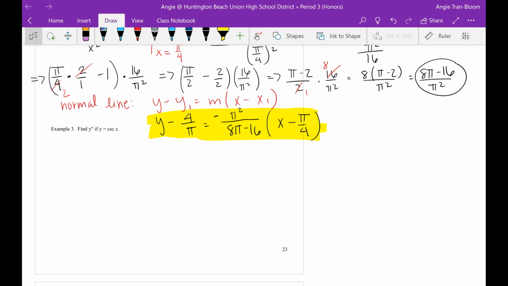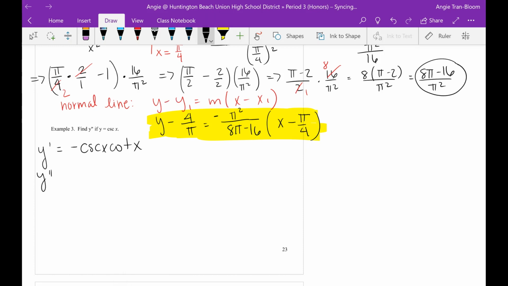So example 3, last example in 3.5: find the second derivative of y if I'm giving you y equals cosecant of x, okay? So the first derivative should be pretty easy. By now, you should have this all memorized, okay? The first derivative, which is the derivative of cosecant of x, is by definition negative cosecant of x times cotangent of x. How did you know that? Because I gave it to you at the very beginning of this section, right?